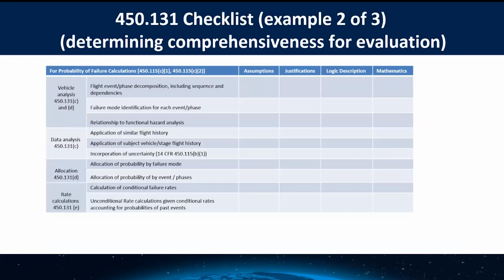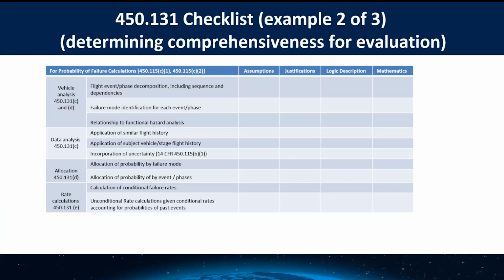Again, the checklist now focuses on common list of calculations that are typically performed when estimating probability of failure to meet 450.115 C1 and C2. Vehicle analysis deals with flight events, phases, decomposition analysis, which is the breaking down of a mission into exclusive phases or flights between event milestones and vehicle flight sequence, like engine start or shutdown.